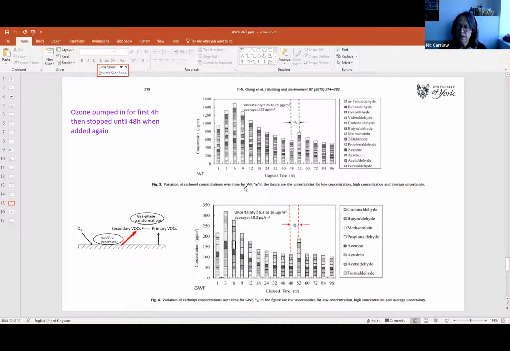But it's interesting that even though, once they stop with the ozone, you can see this very clear decline in the secondary emissions, notice that they do come back up again once you add ozone. So this is indicative of what would actually happen in real life, as it were, that every time the surfaces in your home are exposed to ozone, you can still be producing those secondary products.